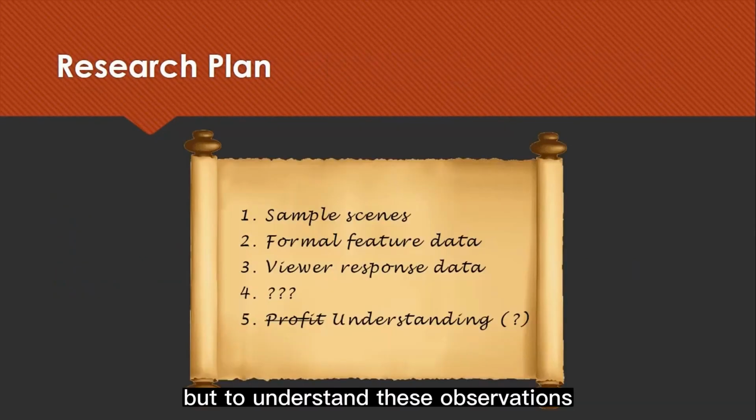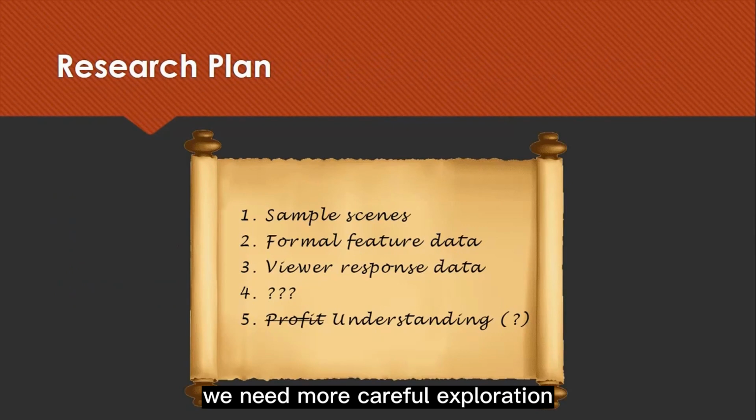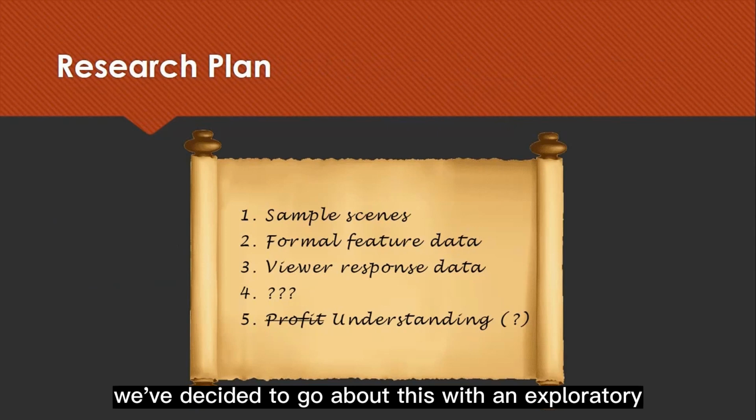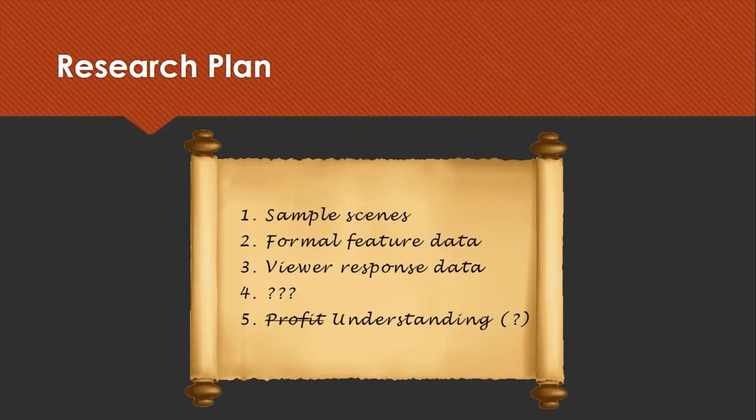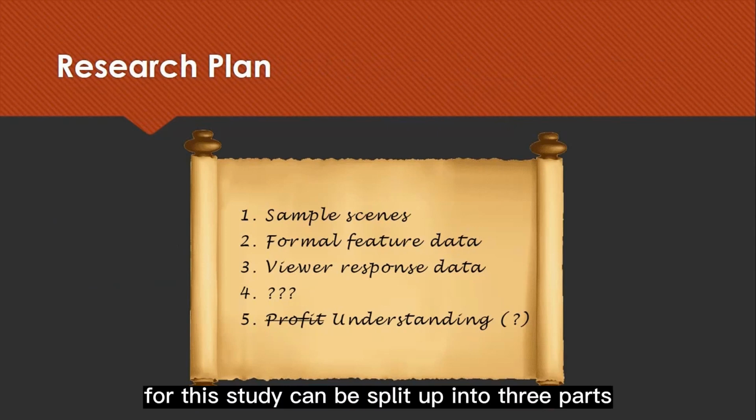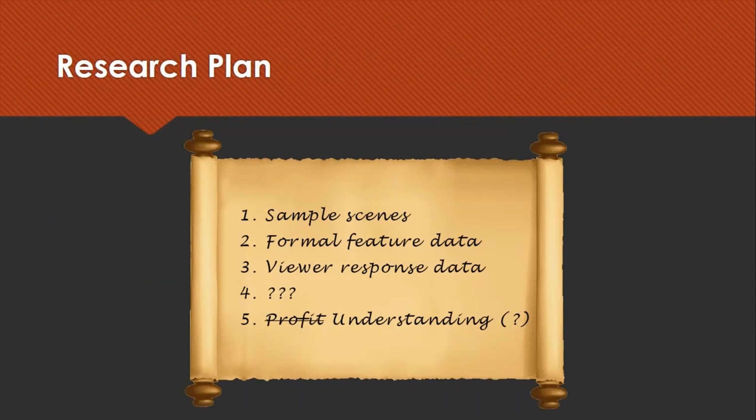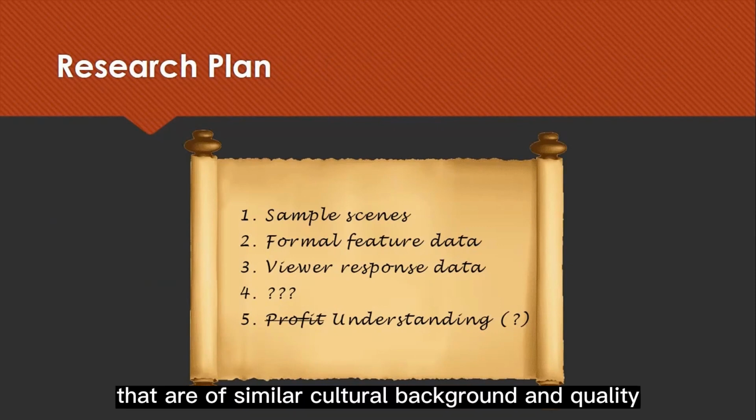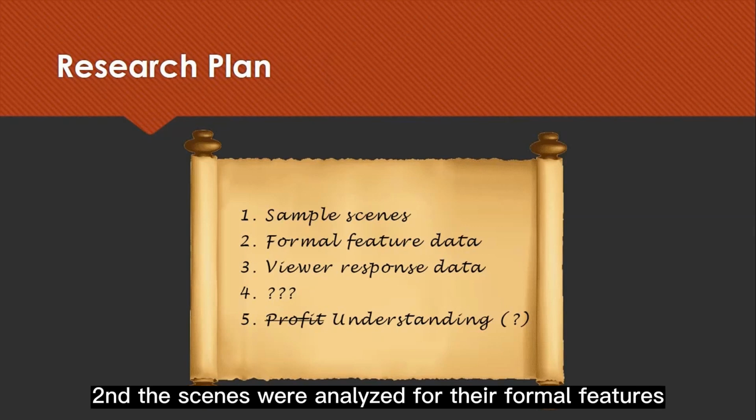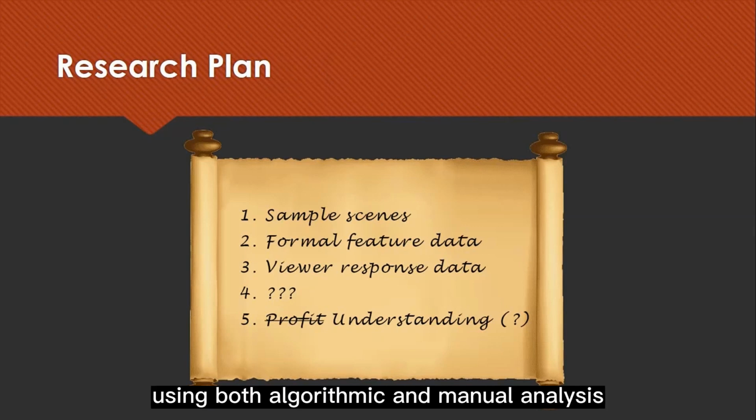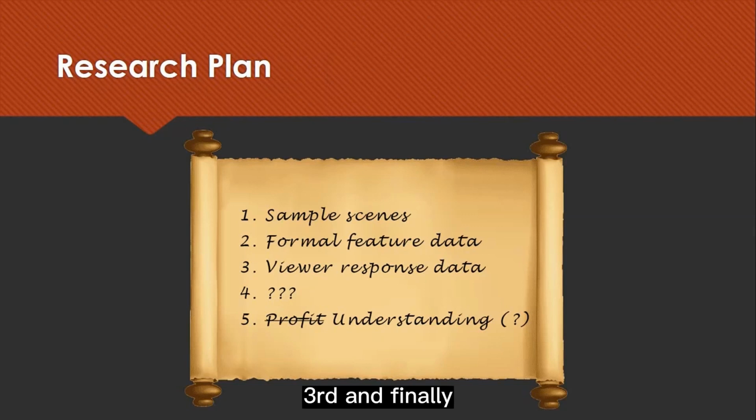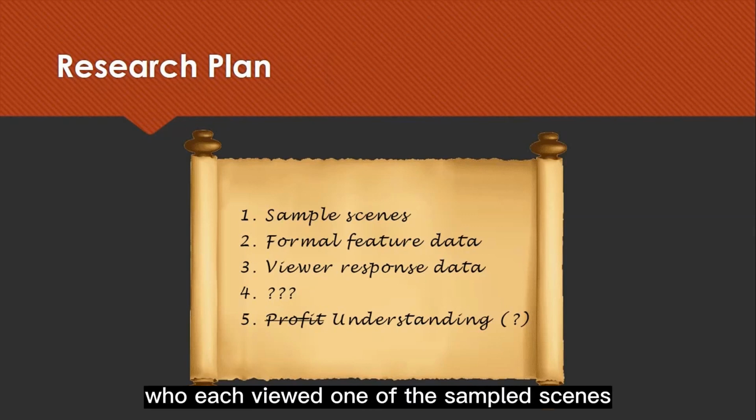But to understand these observations, we need more careful exploration of how these effects work. With this project, we've decided to go about this with an exploratory quantitative approach. Data collection for this study can be split up into 3 parts. First, we sampled film scenes that can reasonably be expected to elicit empathy in the average viewer, and that are of similar cultural background and quality. Second, the scenes were analyzed for their formal features, using both algorithmic and manual analysis. Third and finally, viewer response data was gathered from participants who each viewed one of the sampled scenes.